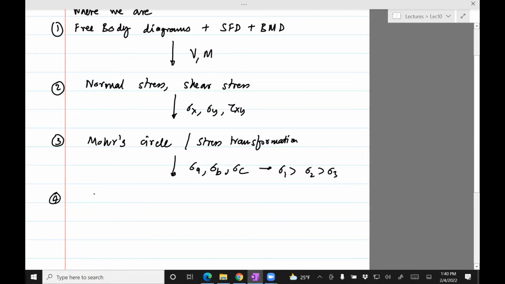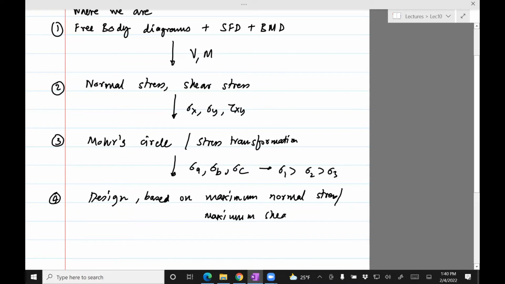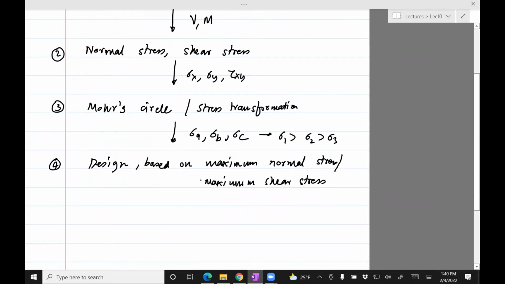And then the final step is design, which is based on maximum normal stress or maximum shear stress.